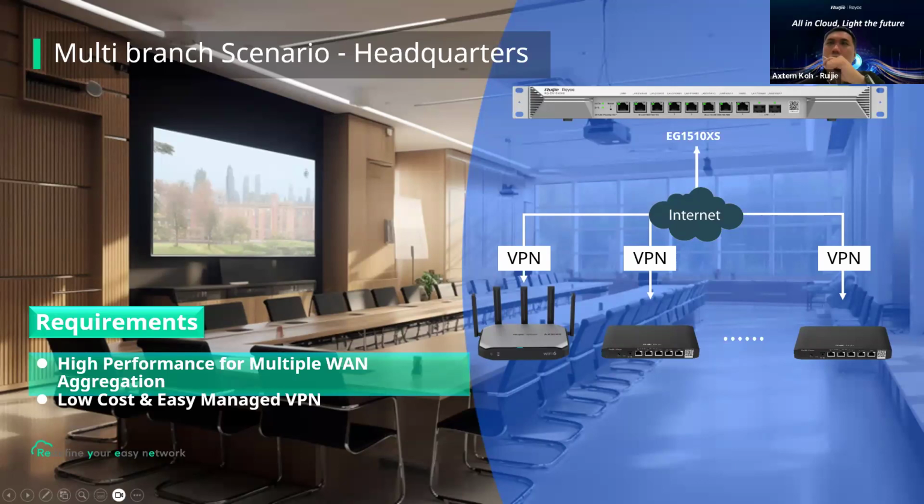Some people will ask, if the HQ installs one of these EG1510, do the branches also need to use a similar model? The answer is no. Just make sure all of your devices support IPsec VPN, and they can build up the internal private LAN network to the HQ. This is what I'm going to share with you here.